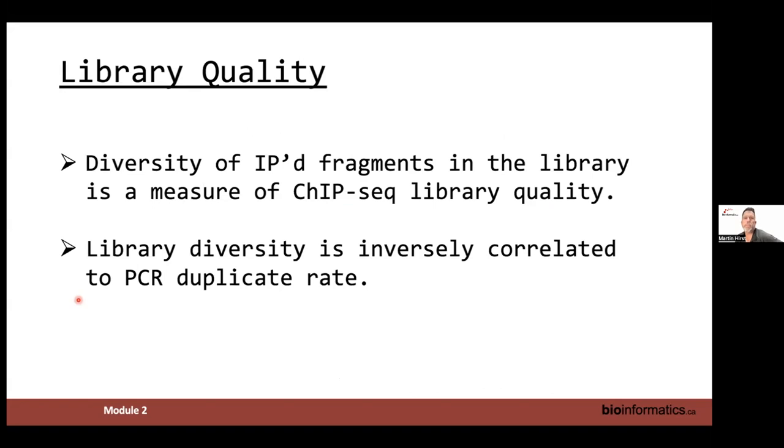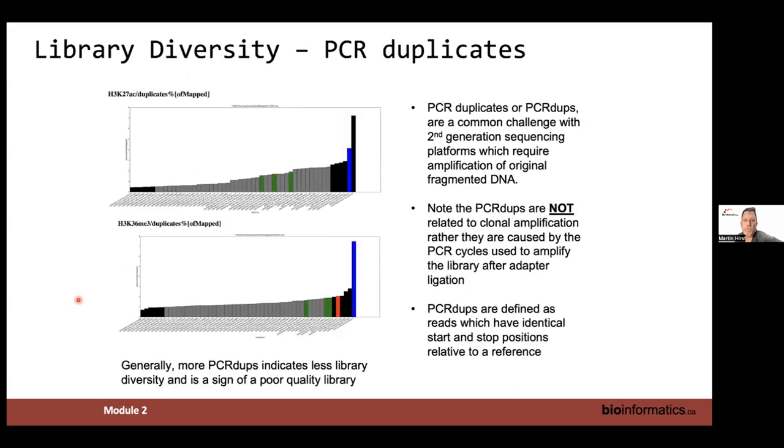So what about library quality? How do we assess the overall library quality? Well, the main way we do this is to look at the diversity of the IP fragment. When I say diversity, I mean how well does the library represent the genome? And the way that we do this is we look at what's known as the PCR duplicate rate. So the number of PCR duplicates that are present in the library. Of course, PCR is used during the ChIP-seq workflow to amplify the fragments once we have added our transposon or after we've added our adapters, we use PCR to generate sufficient fragments to move on to the sequencing step. And we'll talk about how you calculate PCR duplicates once we go through the alignment module.